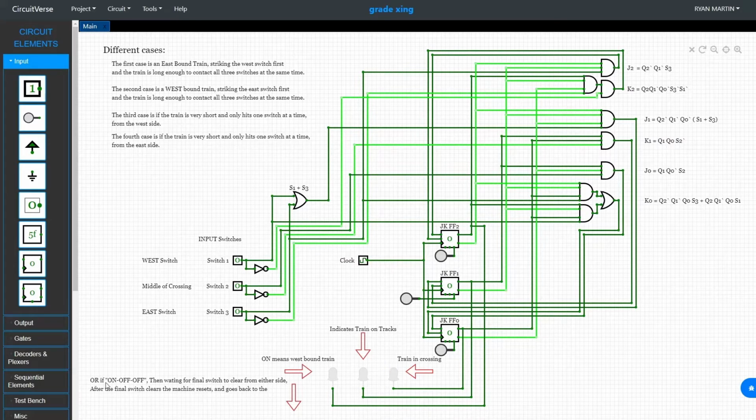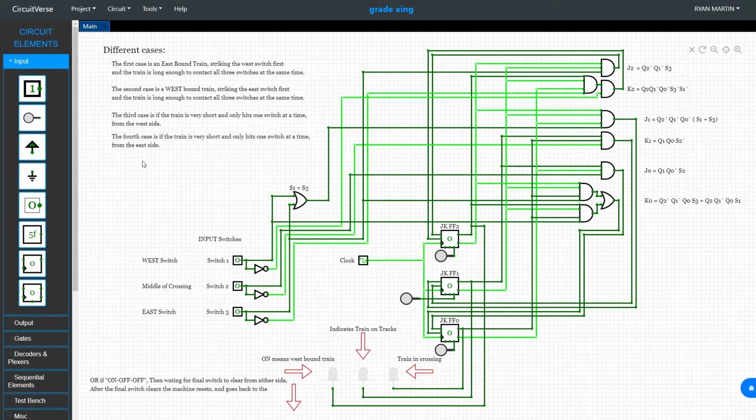Or if the first output is on, the second one's off, the third one is off, then we're waiting for the final switch to clear from either side. After the final switch clears, the machine resets and goes back to the start state.